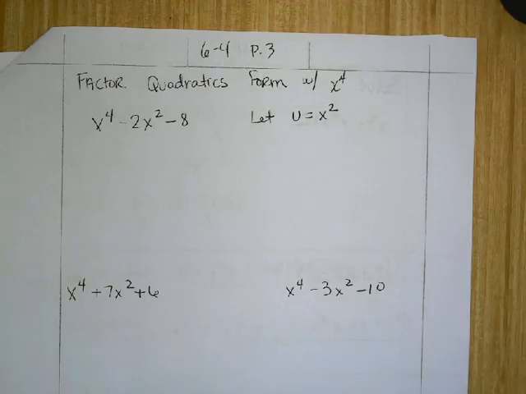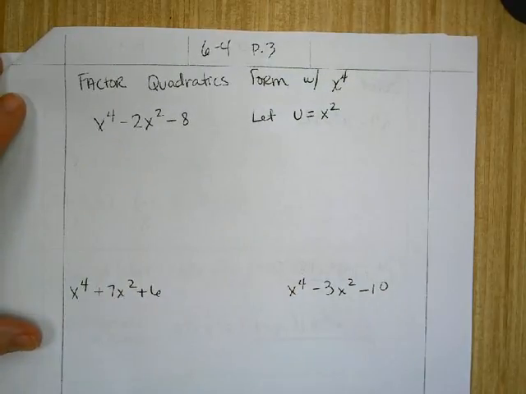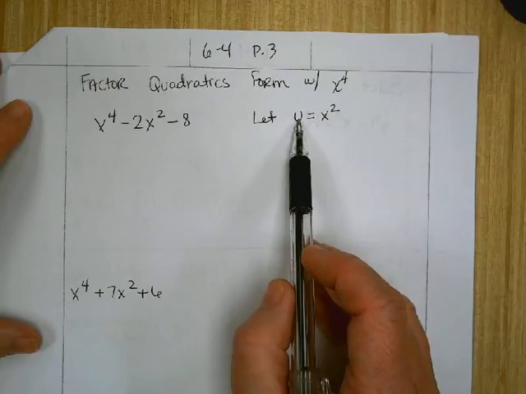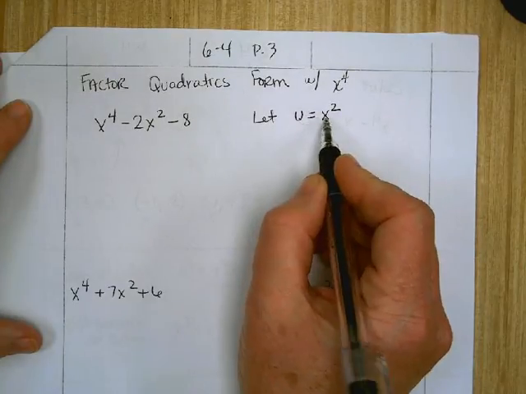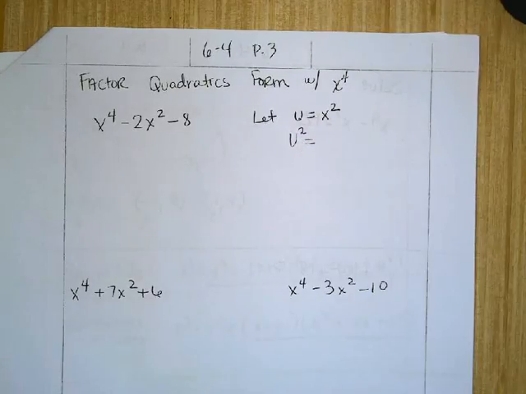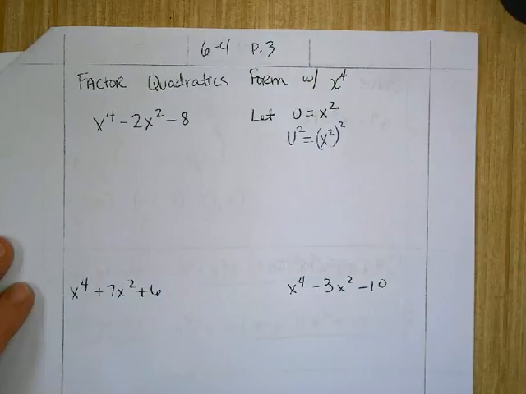So with x to the fourth minus 2x squared minus 8, we need to factor it into two parentheses. The first method asks us to introduce a new variable. It says let u equal x squared. Well, if u is equal to x squared, what does u squared equal? Well, it equals x squared squared, right? What happens when you square x squared?